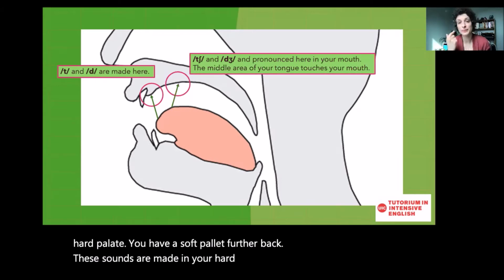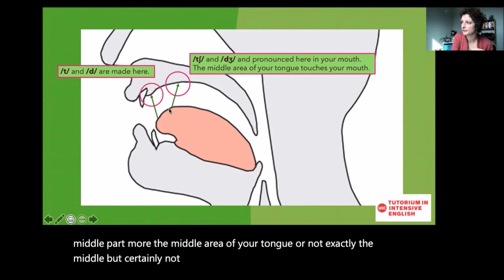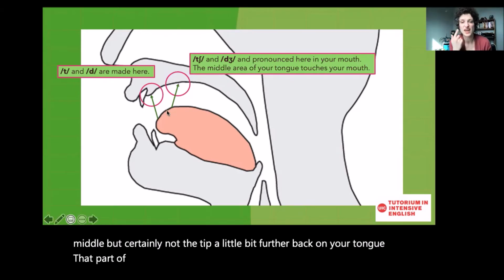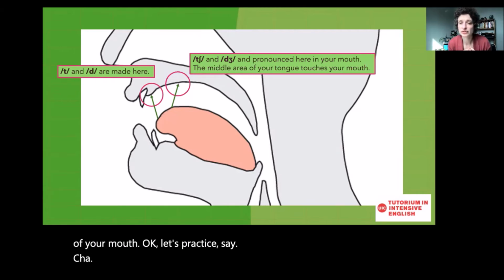Okay, and they're made when the middle area of your tongue, or not exactly the middle, but certainly not the tip, a little bit further back on your tongue, is touching that hard palate on the roof of your mouth. Okay, let's practice. Say cha, cha, and ja, ja.